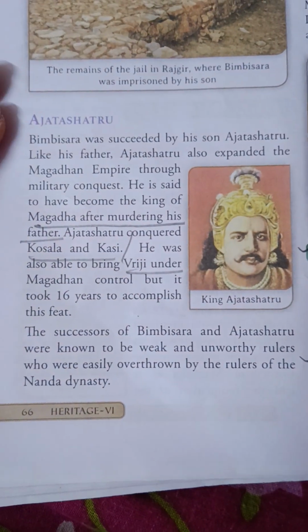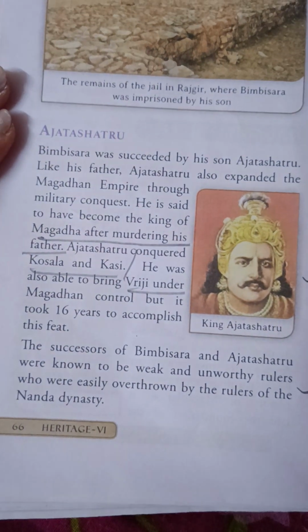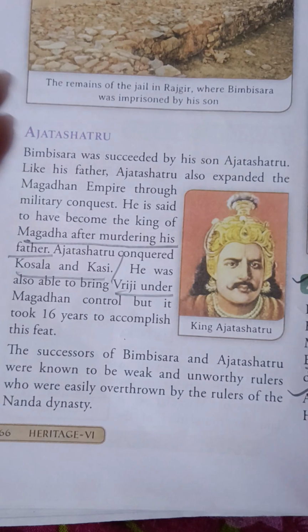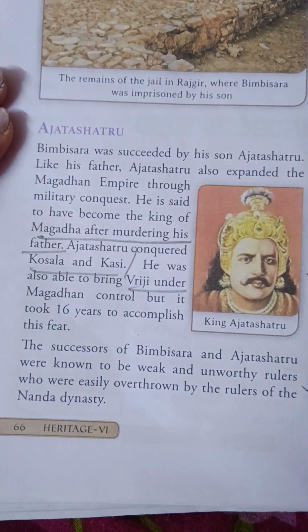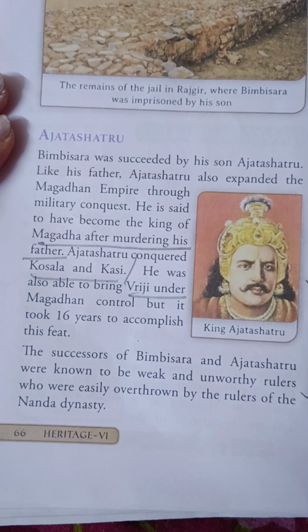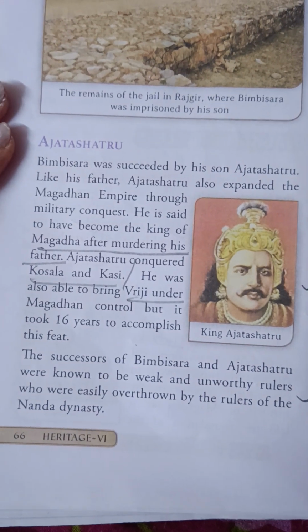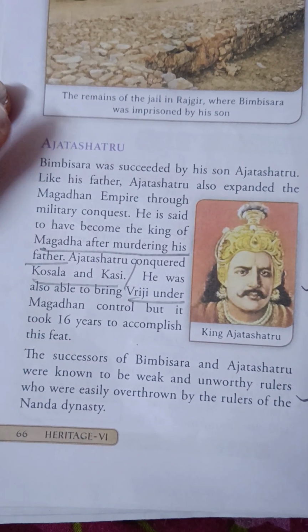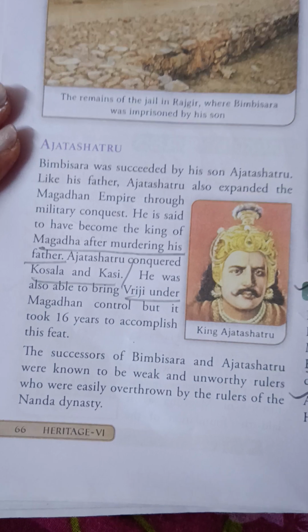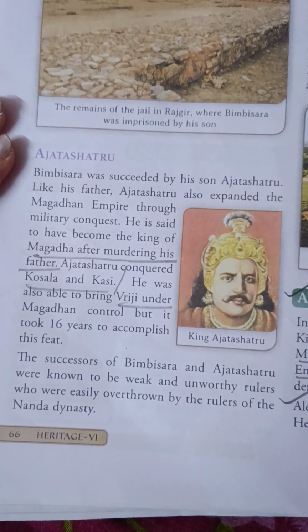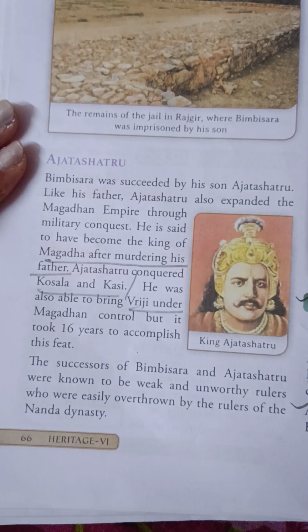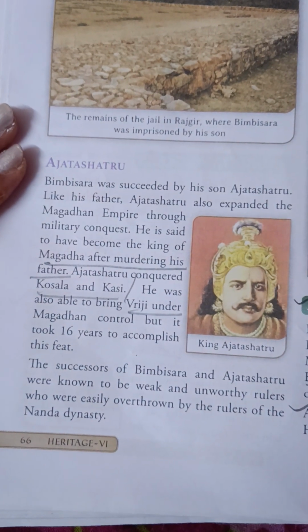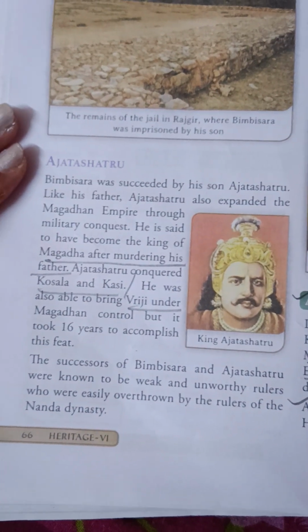Bimbisara was succeeded by his son Ajatasattu. Like his father, Ajatasattu also expanded the Magadhian Empire through military conquest. He is said to have become the king by killing his father. And next, Ajatasattu conquered Koshala and Kashi. He was also able to bring Vaishali under Magadhian control, but it took 16 years to accomplish this feat.